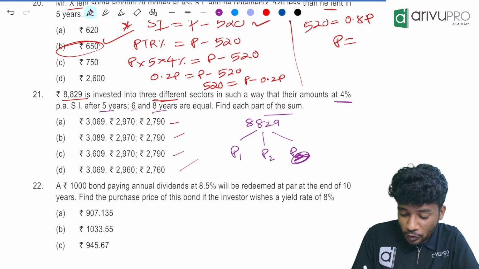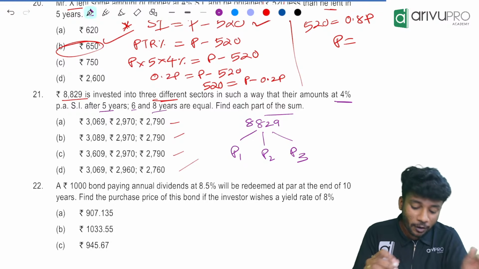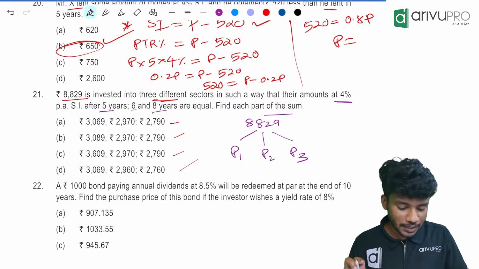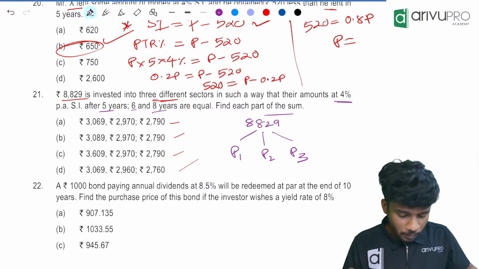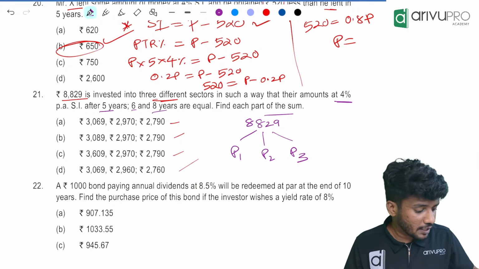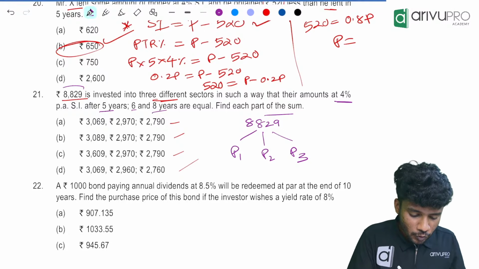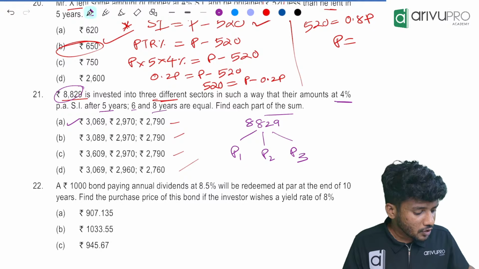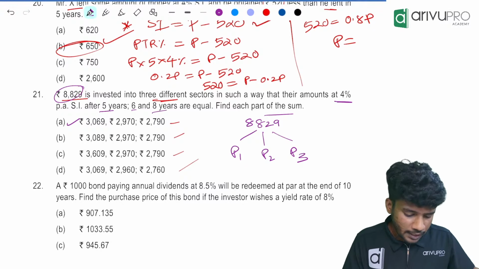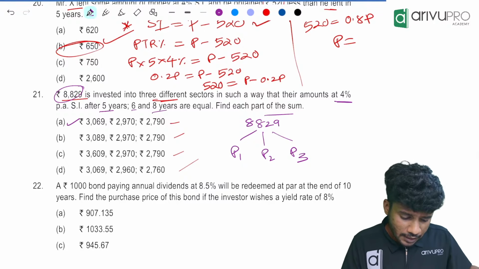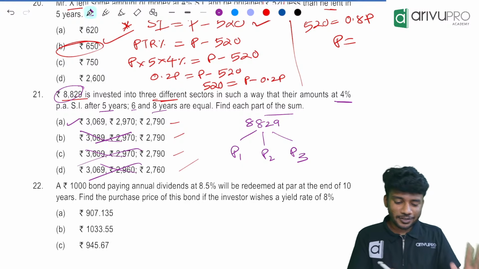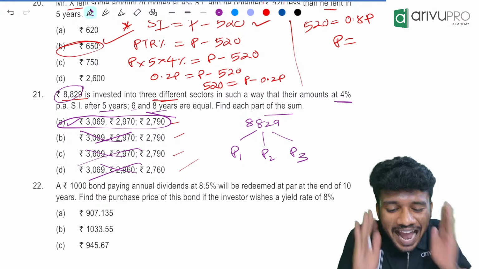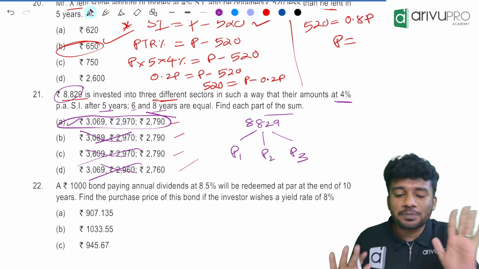Now, first of all, the first cross-checking part is we will cross-check whether all the options will add up to 8,829. Check first option. 3069 plus 2970 plus 2790, which is equal to how much? 8829. Option A is correct. Check second option. 3089 plus 2970 plus 2790, which is equal to how much? 8849. That means option B is wrong. Similarly, option C is wrong. Similarly, option D is wrong. Only one possible answer is there. By just adding the options, you are getting it. I hope that you got it.